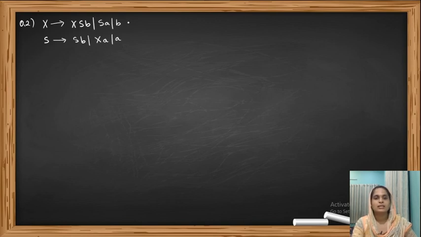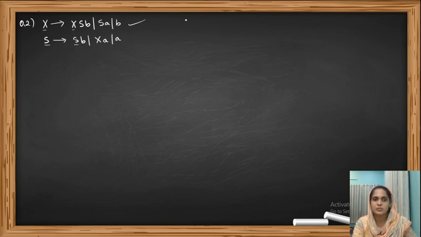In this first production, it's clear that it is left recursive because the RHS starts with capital X. Similarly, the second production is also left recursive because it starts with capital S. Both the productions are normal left recursive. Now let's check whether these productions are indirectly left recursive or not.